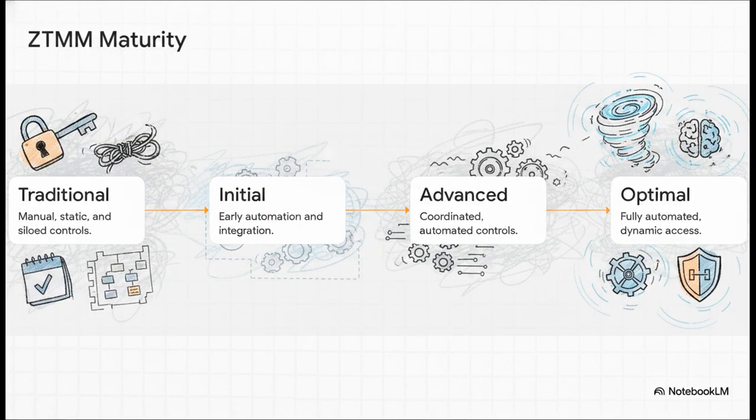And each of those pillars advances through 4 maturity stages, moving from manual, siloed controls, all the way up to fully automated dynamic access. According to the CISA Zero Trust Maturity Model 2.0, you start at traditional, using basic passwords and static defenses. But as you progress up to optimal, you're actually using machine learning algorithms to continuously validate user behavior in real time, dynamically assigning access based on highly contextual triggers.